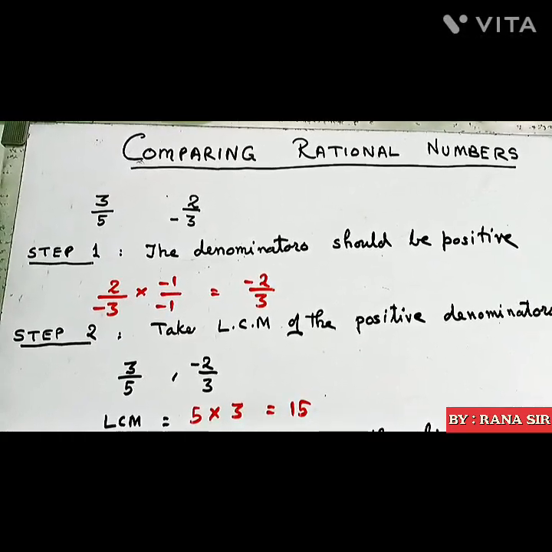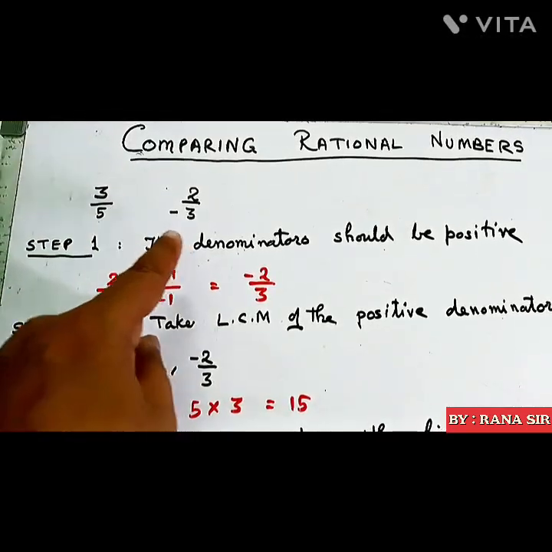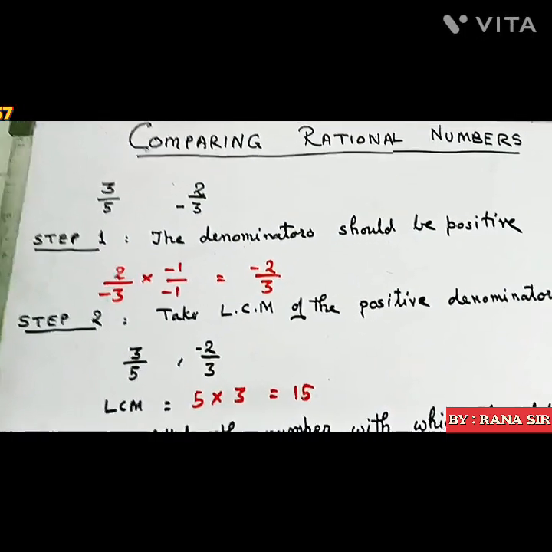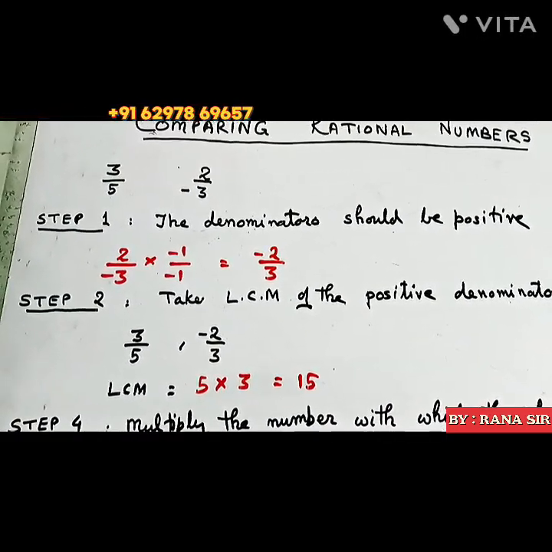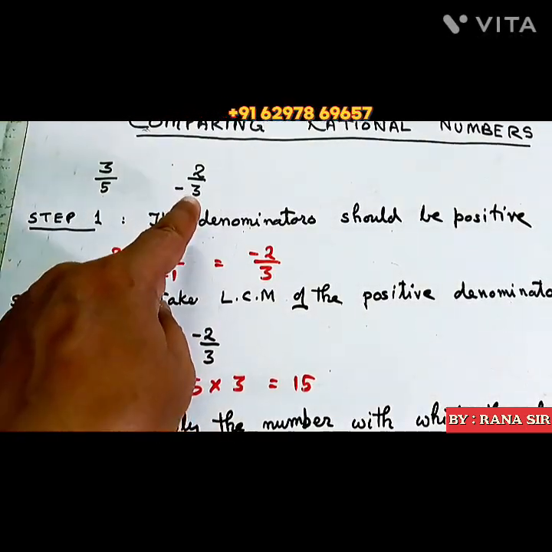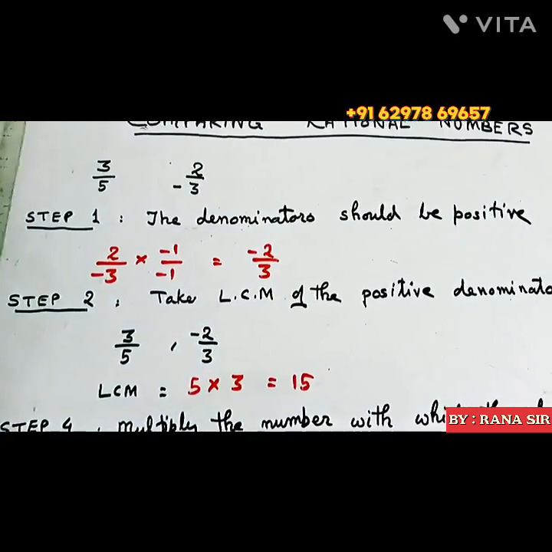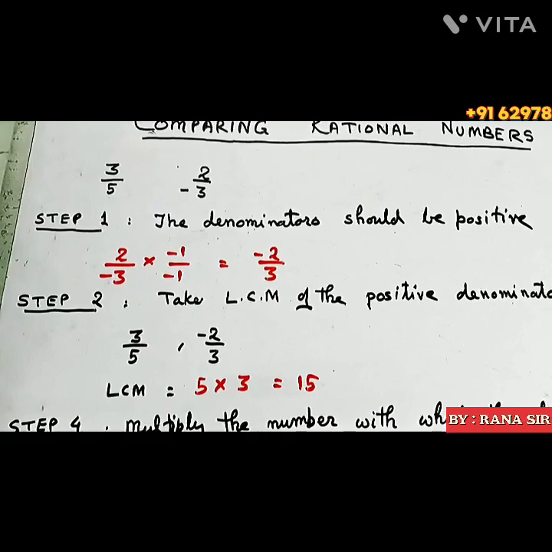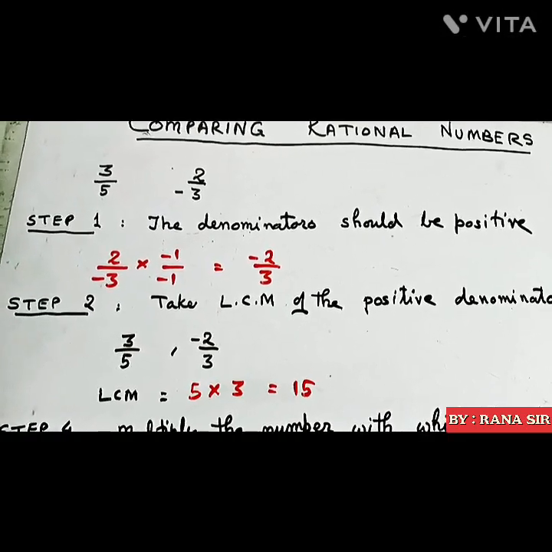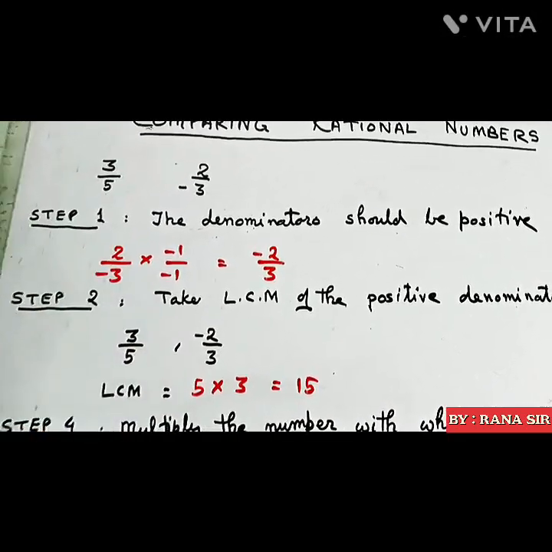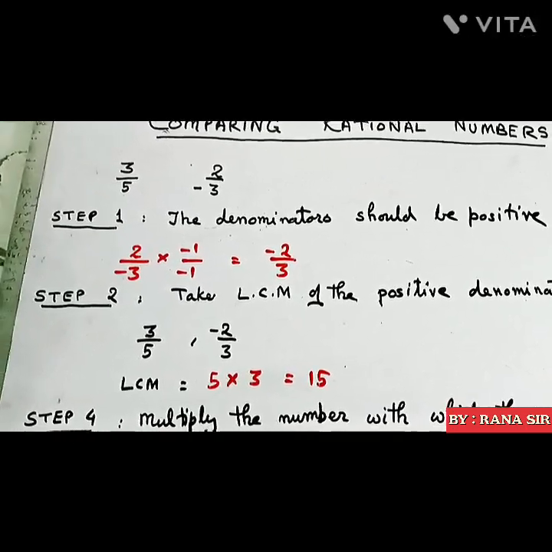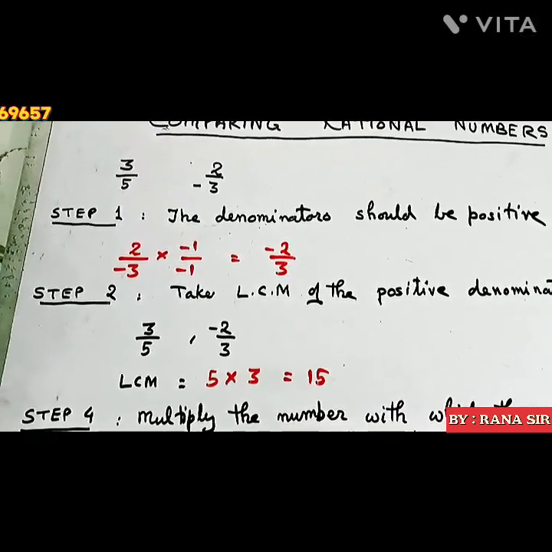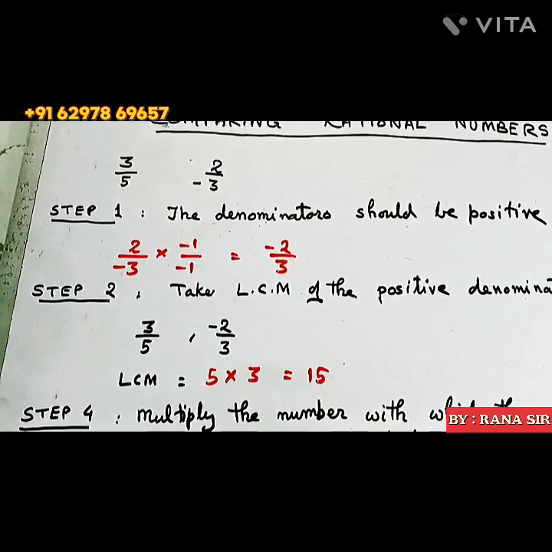So as the denominators are different, in step 1 we have to check that the denominator should be positive. So first we have to check the denominator should be positive. Here the denominator is negative. So we multiply this rational number 2 by minus 3 by minus 1 by minus 1. Why minus 1 by minus 1? To make an equivalent rational number.